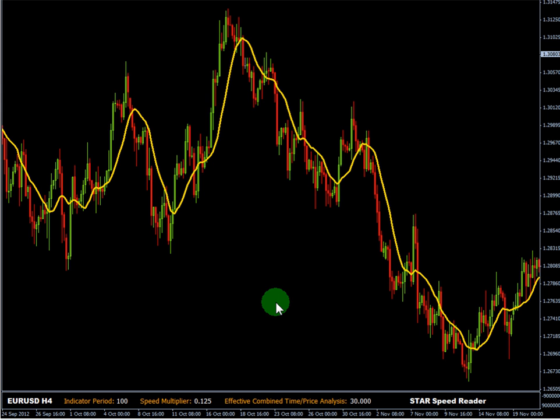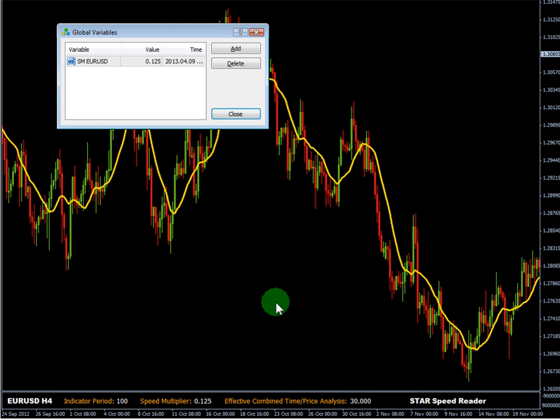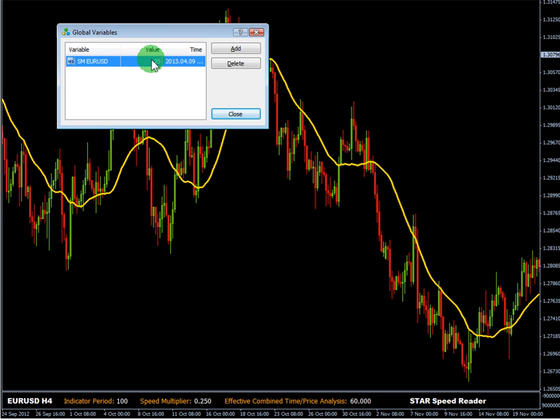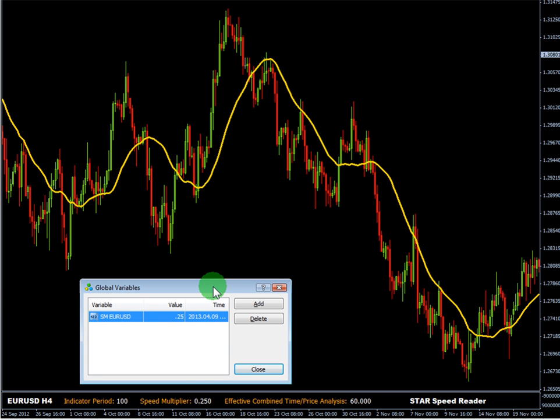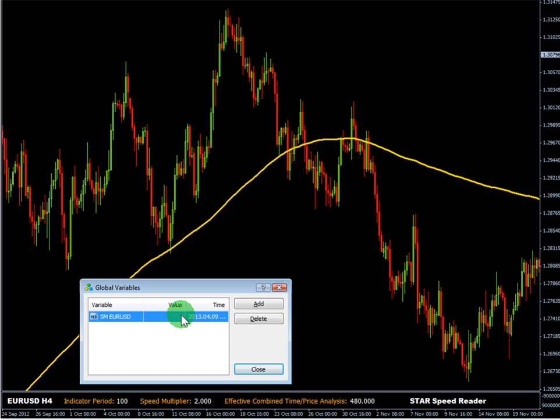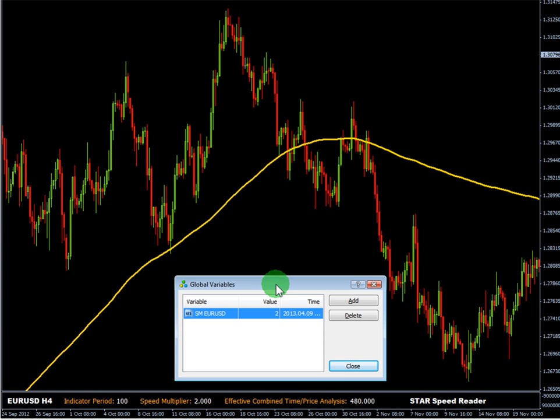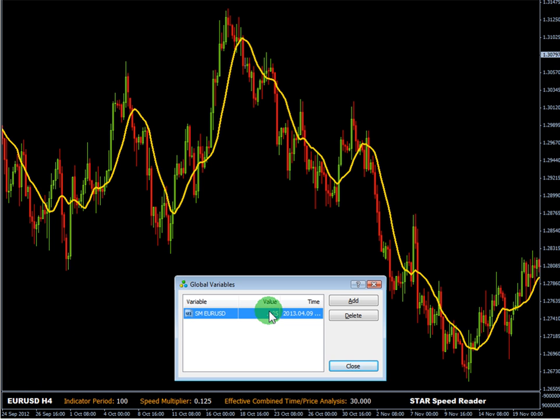What if we change the speed multiplier to 0.25? Or 2? Not much help. Let's change it back.